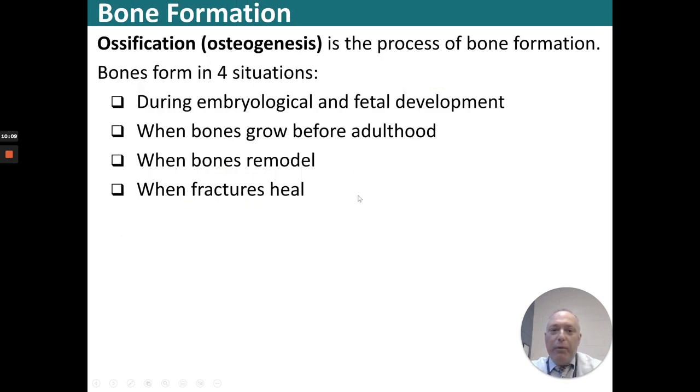Okay, so let's talk about bone formation. This is called ossification or osteogenesis. And bones grow in 4 situations: during embryological development, when the fetus is developing. Then after the child is born, the bones grow up to the end of adolescence, when the individual reaches adulthood. Then there's constant bone remodeling that's occurring, which is affected by exercise. And finally, there's bone formation when there's a fracture.